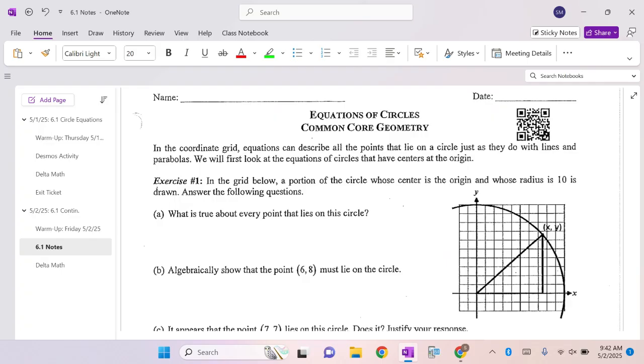It's in red. If you have a center point (h, k) and a radius of r, the formula will be (x minus h) all squared plus (y minus k) all squared, and it's equal to r squared. All right. That's always how it's set up every time.